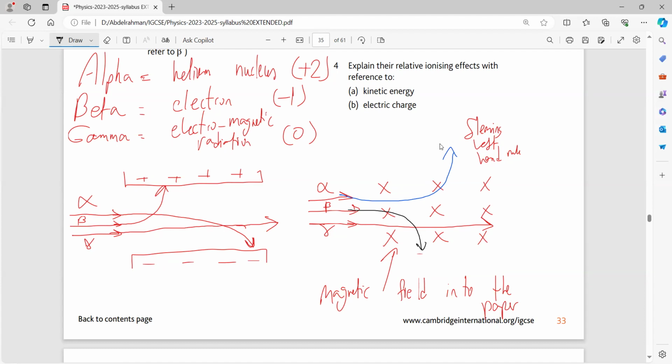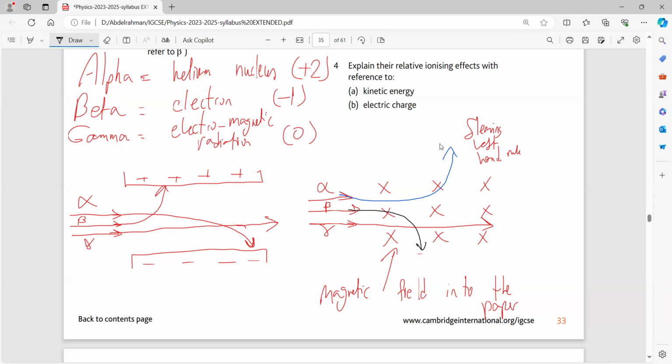Won't the beta move to the North Pole? No, no. It never moves to the North Pole or to the South Pole. It's always at 90 degrees, always perpendicular to the magnetic field.